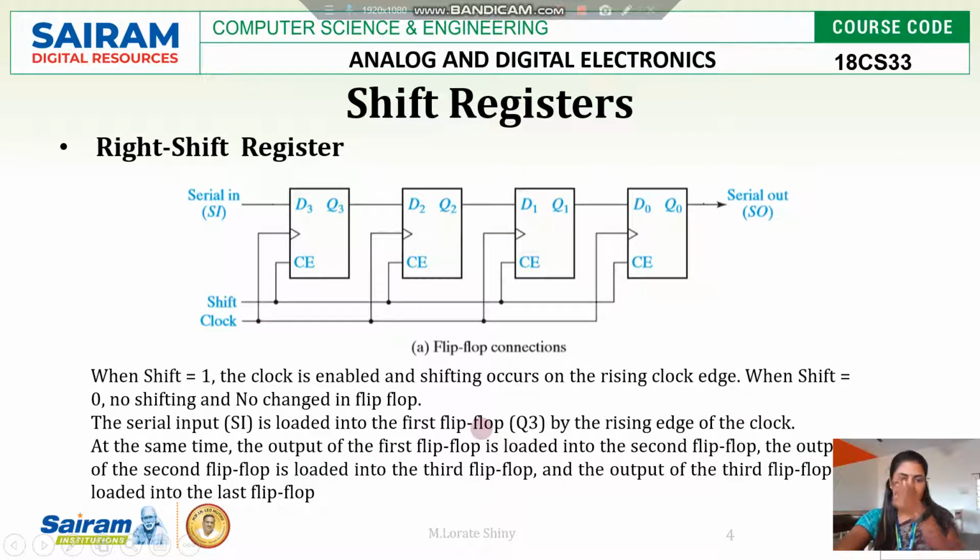Okay, we'll see one register, that is the right shift register. 4 flip-flops are there, so it is a 4-bit right shift register. The signals are serial in, serial out, then the clock signal, then shift. The shift is connected with clock enable, which is used to activate and deactivate the clock. So whenever you give 1 to the shift signal, then clock enable will activate the clock signal. Then this register starts working. Okay. And here I will explain the operation.